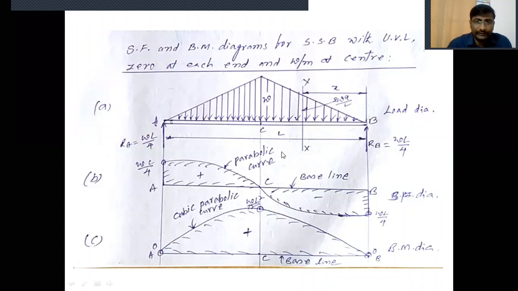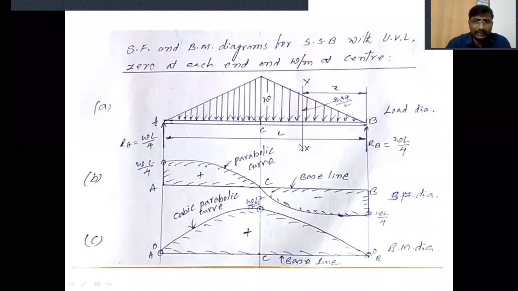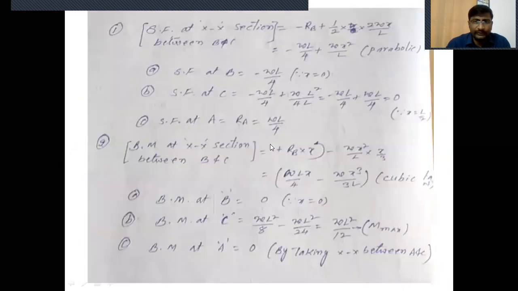Let us look at the equations which are derived. Next, by taking the x-axis section, we can draw the bending moment diagram. For the bending moment diagram, we write the bending moment equation at the x-axis section. How to write the bending moment at the x-axis section? The bending moment is the algebraic summation of all the moments of forces on the right side of the section.